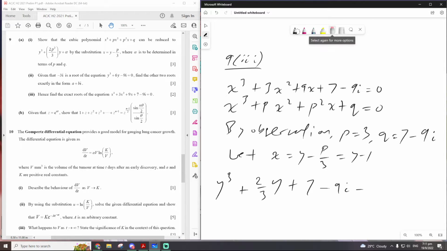actually no, it's not 2/3, sorry. p squared is 9, so this is 6. Okay. Minus 9i, 7 minus 9i, then minus 7p cubed over 27, which is just 7 itself. So this is y cubed plus 6y minus 9i. And we actually solved this earlier.